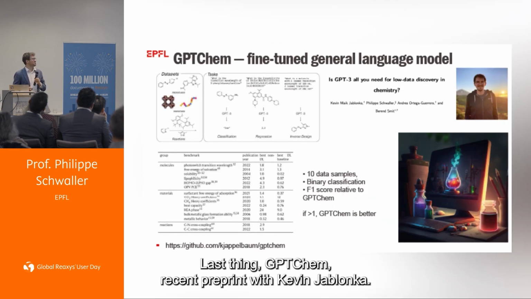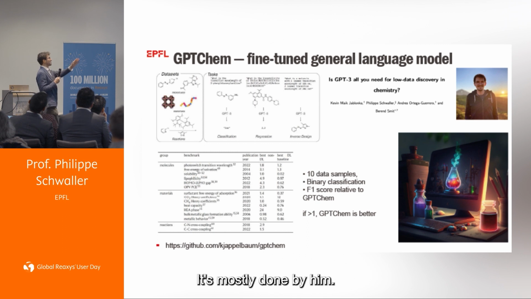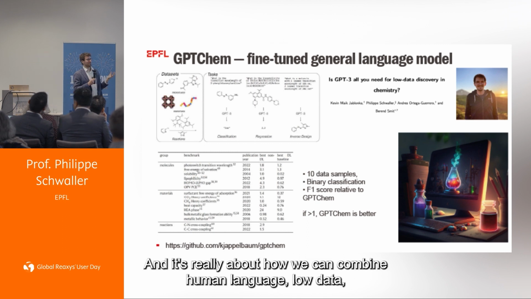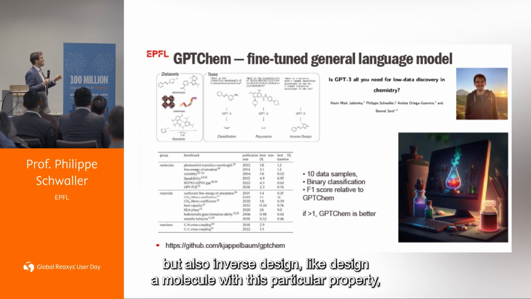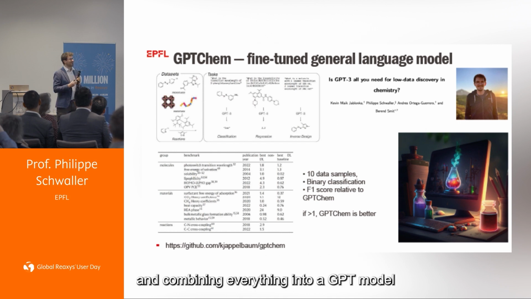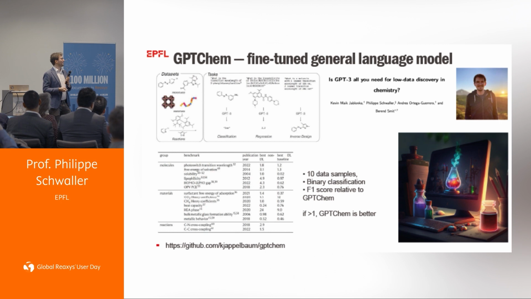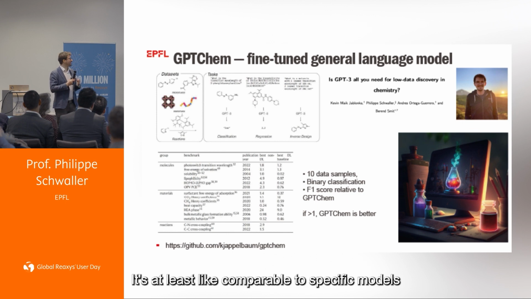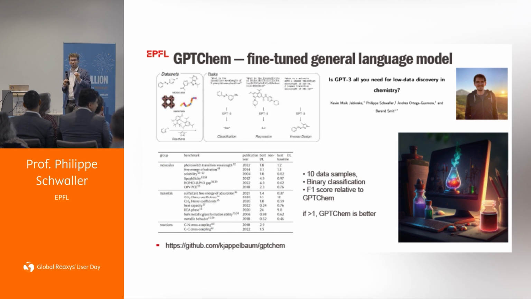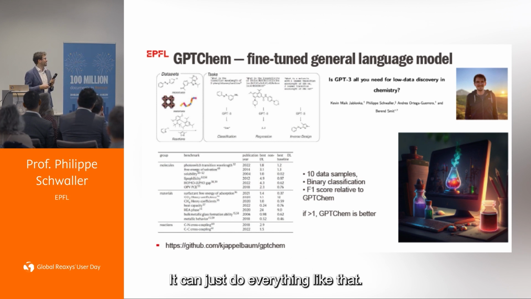Last thing, GPT-Chem, a recent preprint with Kevin Jablonka, fantastic. It's mostly done by him, and it's really about how we can combine human language, low data, chemistry tasks, going for classification, regression, but also inverse design, like design me a molecule with this particular property, and combining everything into a GPT model that is fine-tuned, and with only a few data samples, usually is at least comparable to specific models that are really trained on those tasks. But it can just do everything like that.